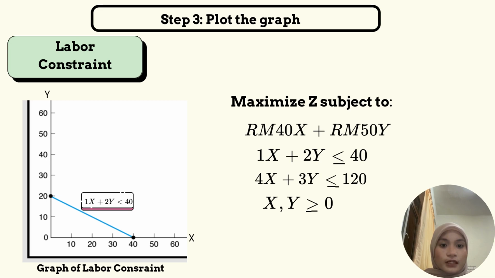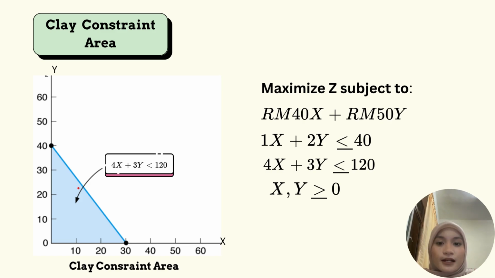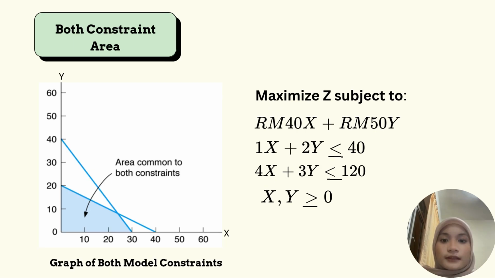For the labor constraint, we plot 20 on the y axis and 40 on the x axis in the graph. Next is the clay constraint area, where we have to plot 30 on axis x and 40 on axis y for the clay constraint area.